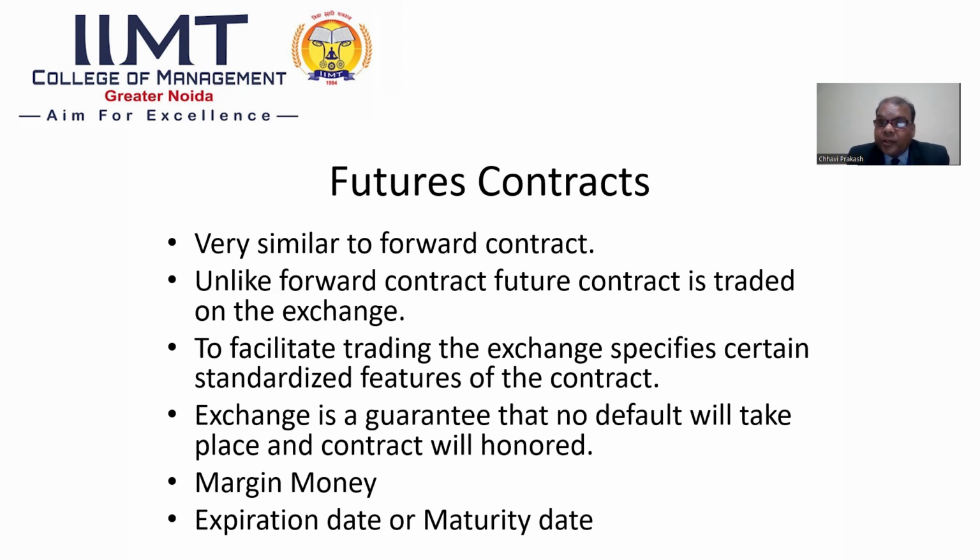Here in OTC market, where the forward contract is being traded, there can be default. Default risk is high there because one of the parties may not wish to honor the contract. But in exchange, the exchange takes the guarantee that the contract will be honored. And thus default risk is less in case of future contract which is traded on the exchange. At the same time, in future contract, there is another feature that is margin money.